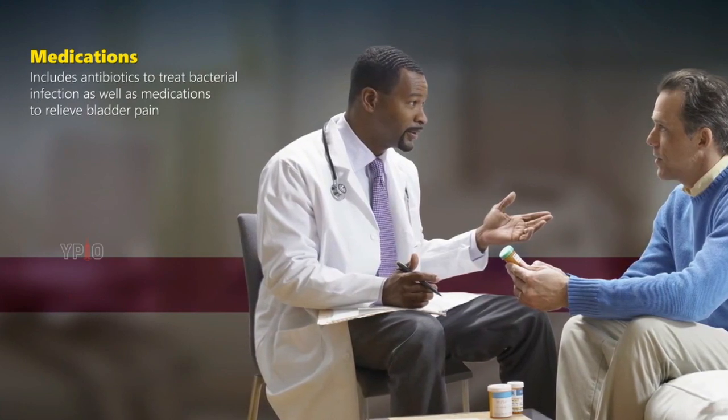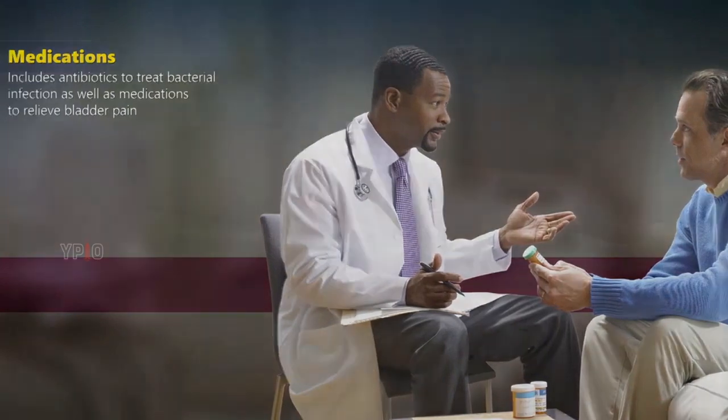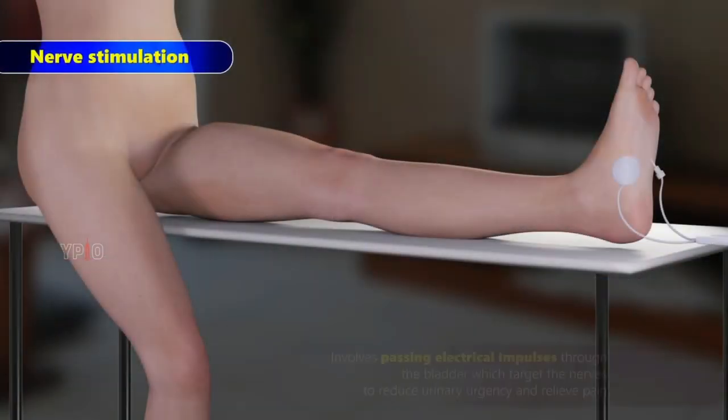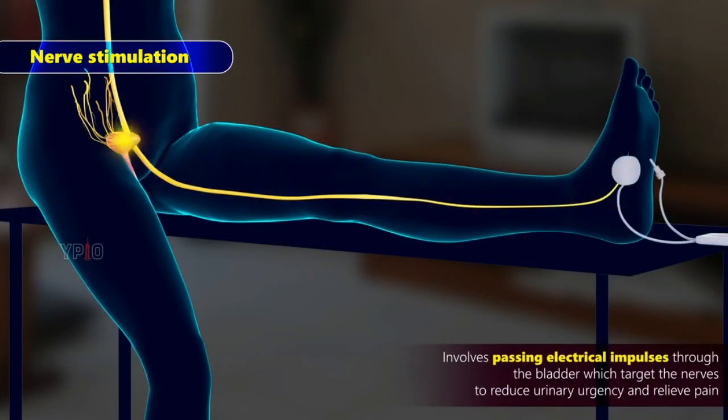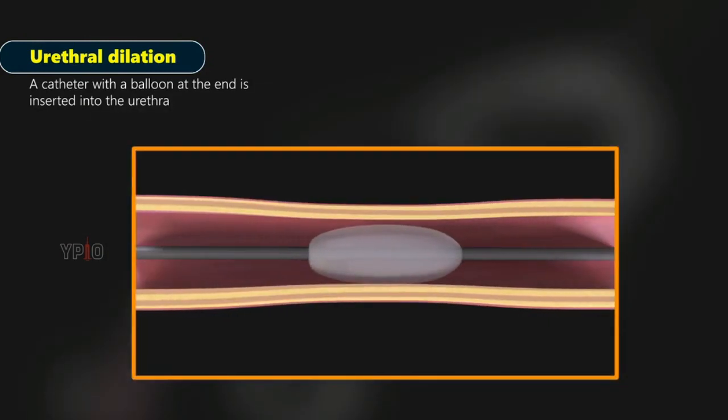Medications. This includes antibiotics to treat bacterial infection, as well as medications to relieve bladder pain. Nerve stimulation. This treatment involves passing electrical impulses through the bladder, which target the nerves to reduce urinary urgency and relieve pain. Urethral dilation. A catheter with a balloon at the end is inserted into the urethra. The balloon is then inflated to help widen any area of stricture and increase the flow of urine.